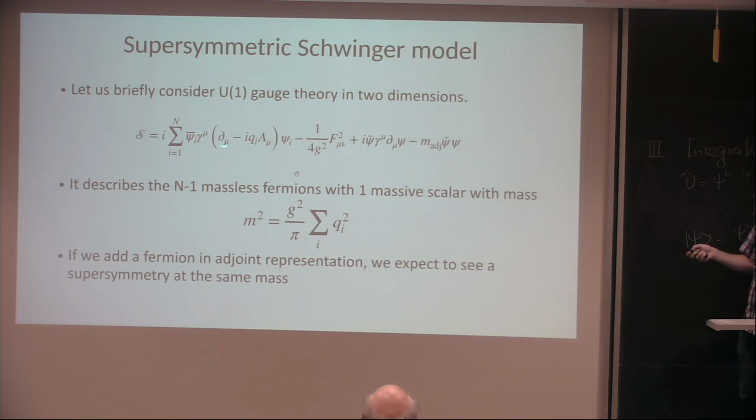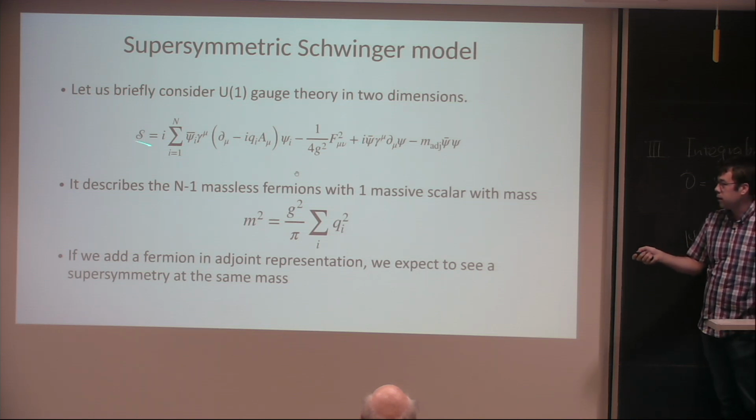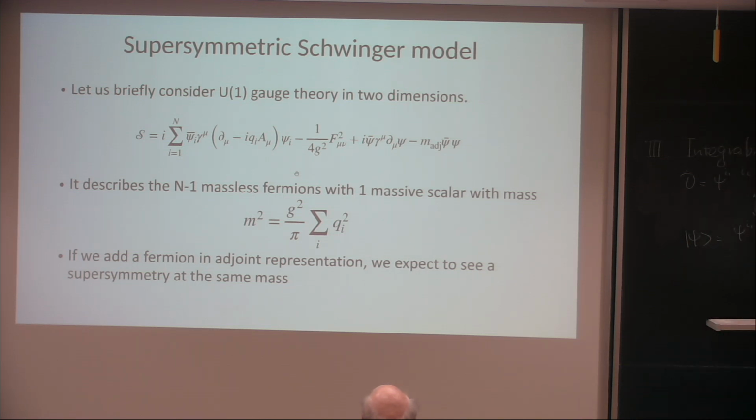Okay, so we can completely solve this part of this model. Namely, it just describes n minus 1 massless fermions with zero charge, so we can forget completely about them. And one massive scalar bosonic degree of freedom with the following mass. It's a famous Schwinger solution. And by adjusting the mass of the adjoint fermion to this particular value, we get the supersymmetry for free here. Roughly speaking, it comes just from coupling a non-interacting system with another non-interacting system.